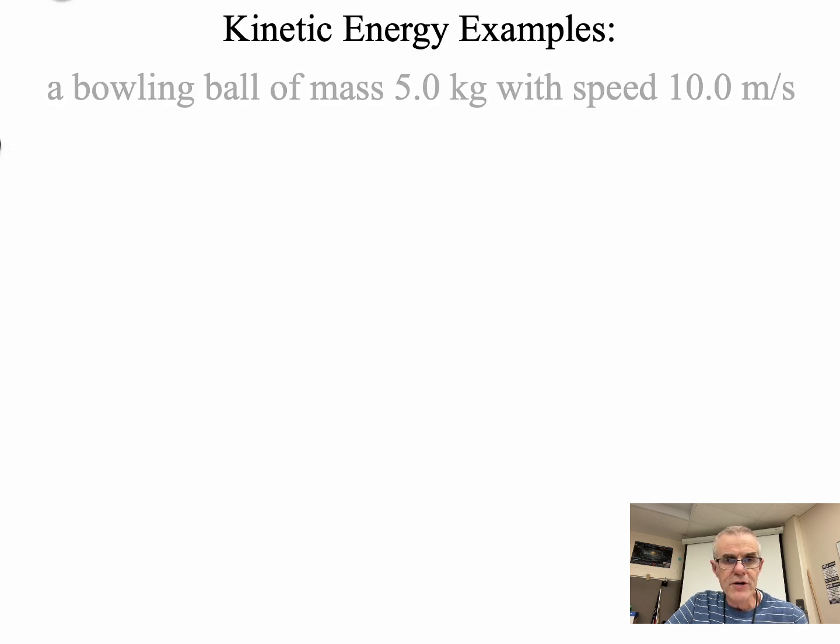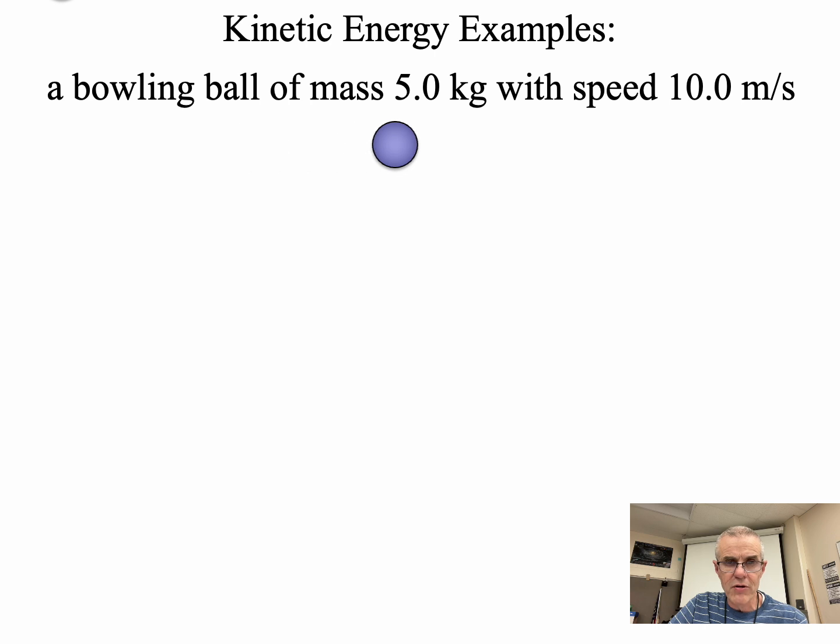All right, so our first example: what if we had a bowling ball that was 5 kilograms moving with a speed of 10 meters per second? Those are plausible numbers. Typical bowling ball, typical speed for a bowling ball, perhaps at a bowling alley. We're going to ignore the fact that it might be rotating.